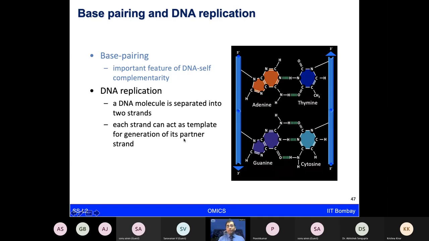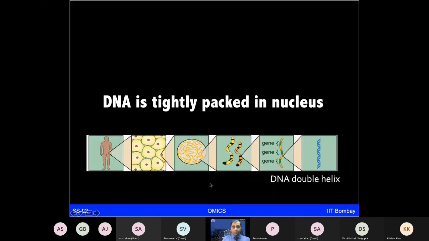DNA replication means the process of DNA to multiply, and if you recall, in the cell cycle, we talked about S phase, and that is the phase where all the DNA replication process is happening, so that more and more of the DNA molecules could be generated.